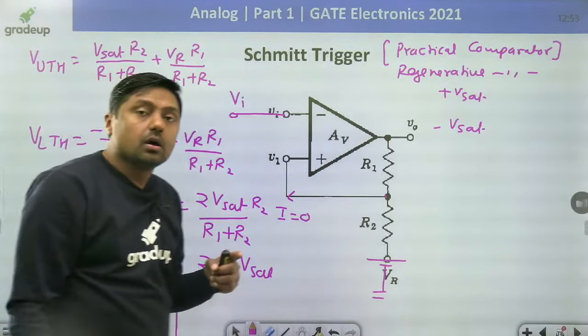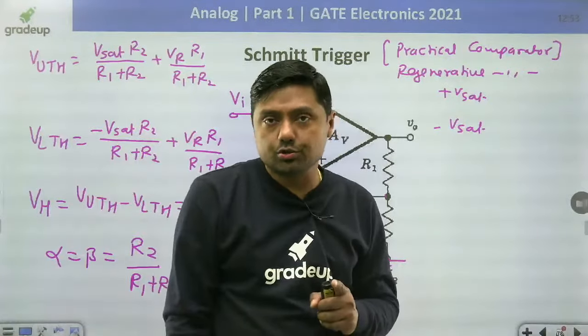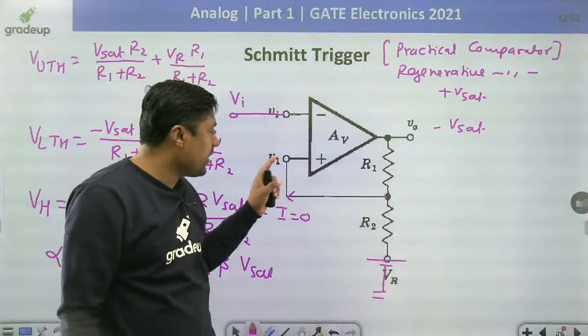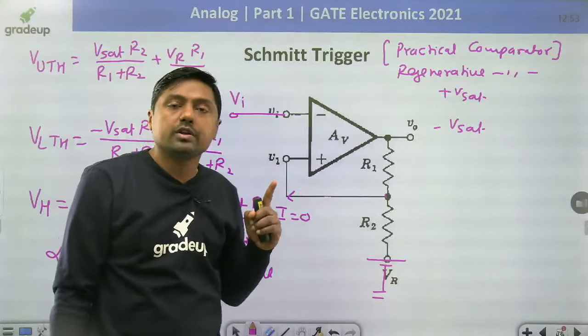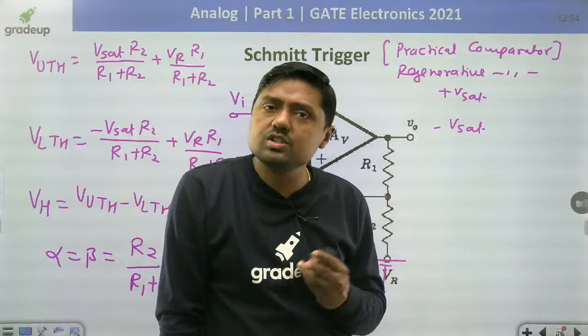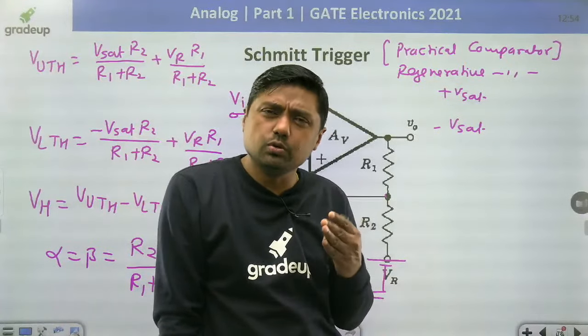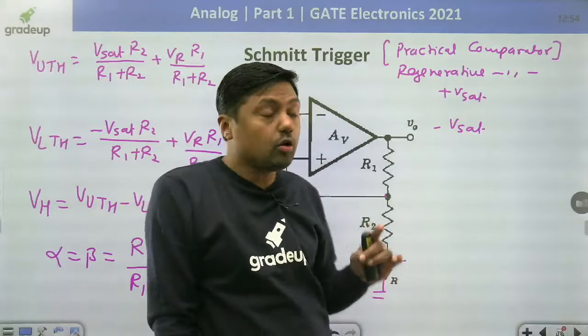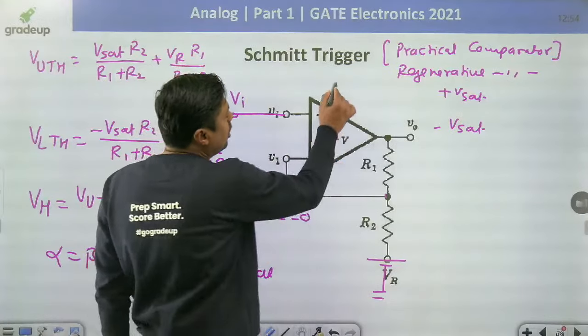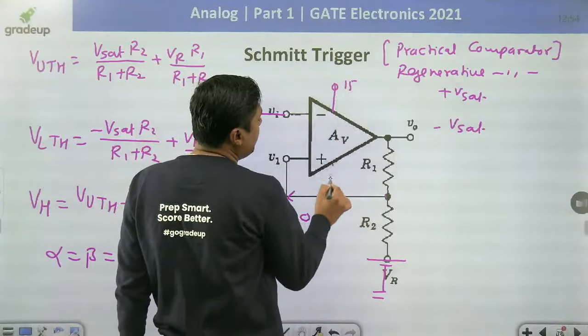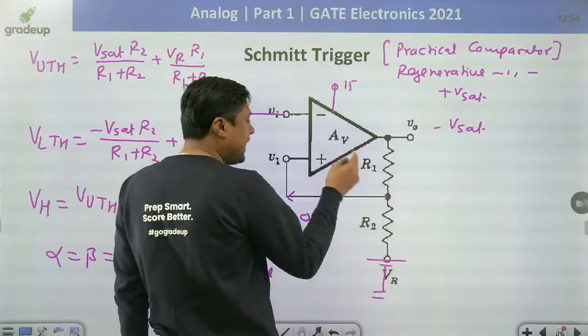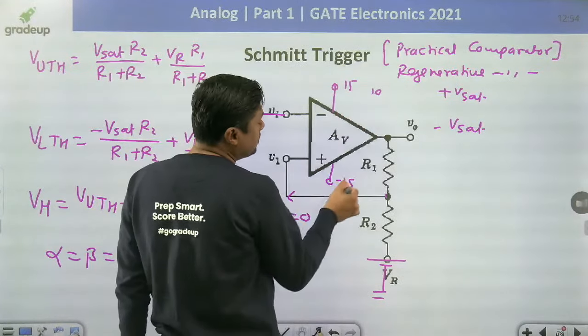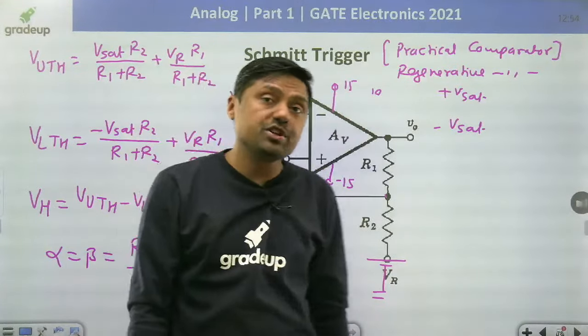What is this? Upper threshold level, lower threshold level. Always remember in this diagram, find upper threshold, lower threshold, and then hysteresis voltage. This is important. And you can solve any 2 marks question. Right? Always check the upper level and lower level. Normally this is 15 volt, then it will be minus 15 volt. But sometimes it will be 10 volt, it will be 0 volt. Then you have to check.